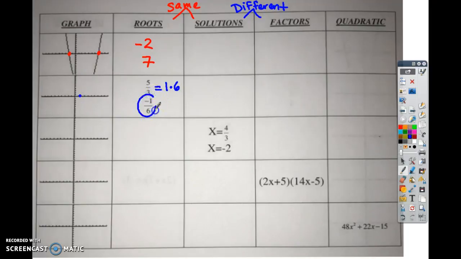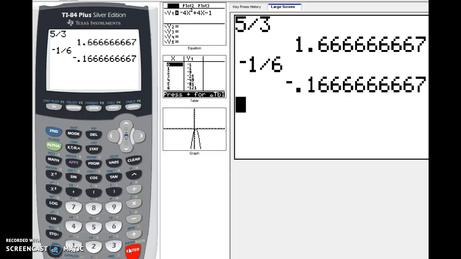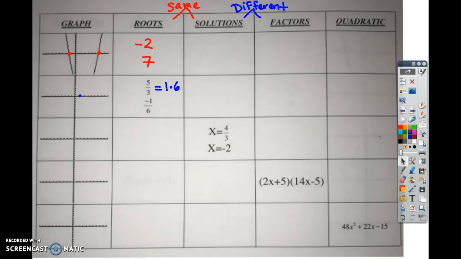Then you do -1/6. So what is -1/6? You put that in the calculator as well. -1 divided by 6 gives you -0.16, and -0.16 is in between 0 and -1. So you would put a dot in between those two. And then you just kind of sketch what the graph would look like, something like that. It doesn't have to be perfect.